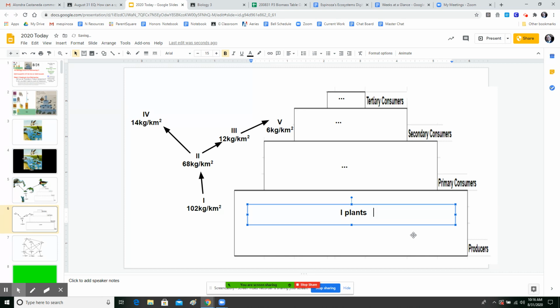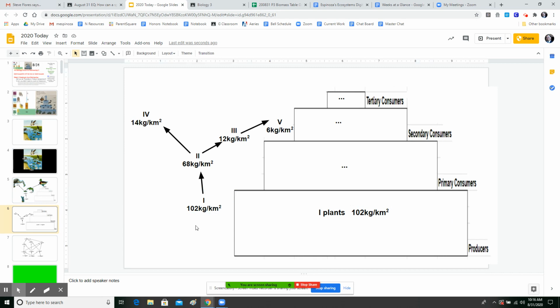And its mass is 102 kilograms per squared kilometer. So that's the producers. Again, I know that because it's not eating anybody. It doesn't eat anybody, so it can make its own energy. It's a producer.